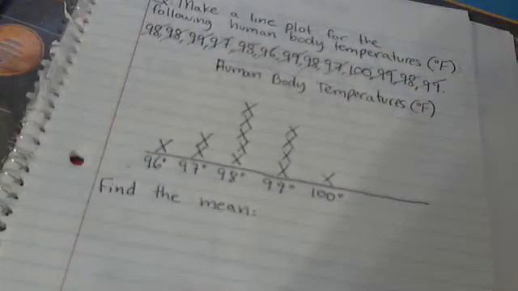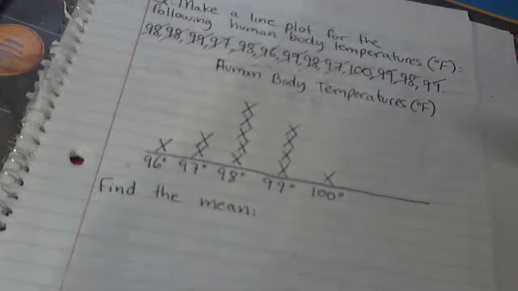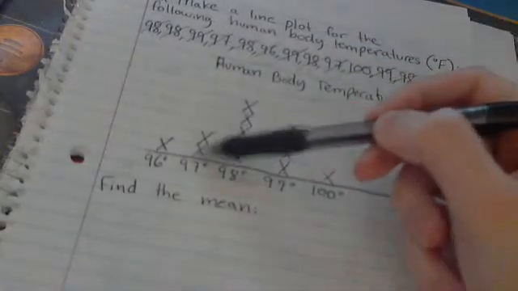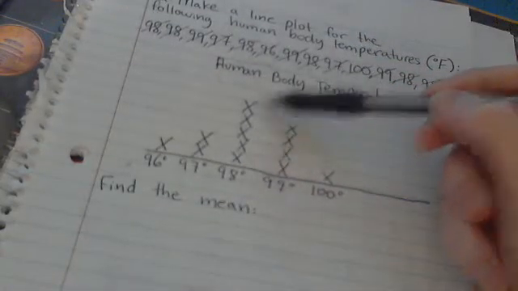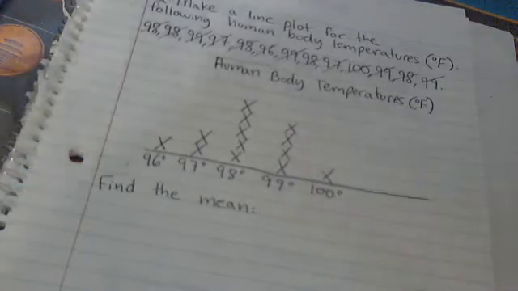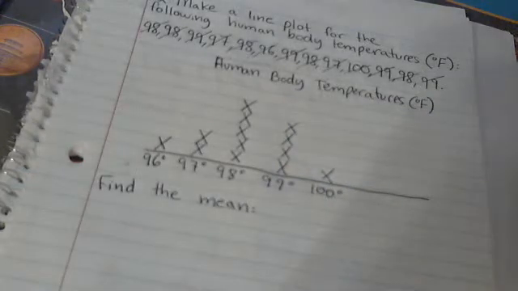So what if I wanted to figure out how many total temperatures I took? Well, all I'd have to do is count the x's. So let's see. 1, 2, 3, 4, 5, 6, 7, 8, 9, 10, 11, 12, 13. Looks like there's 13 temperatures there.